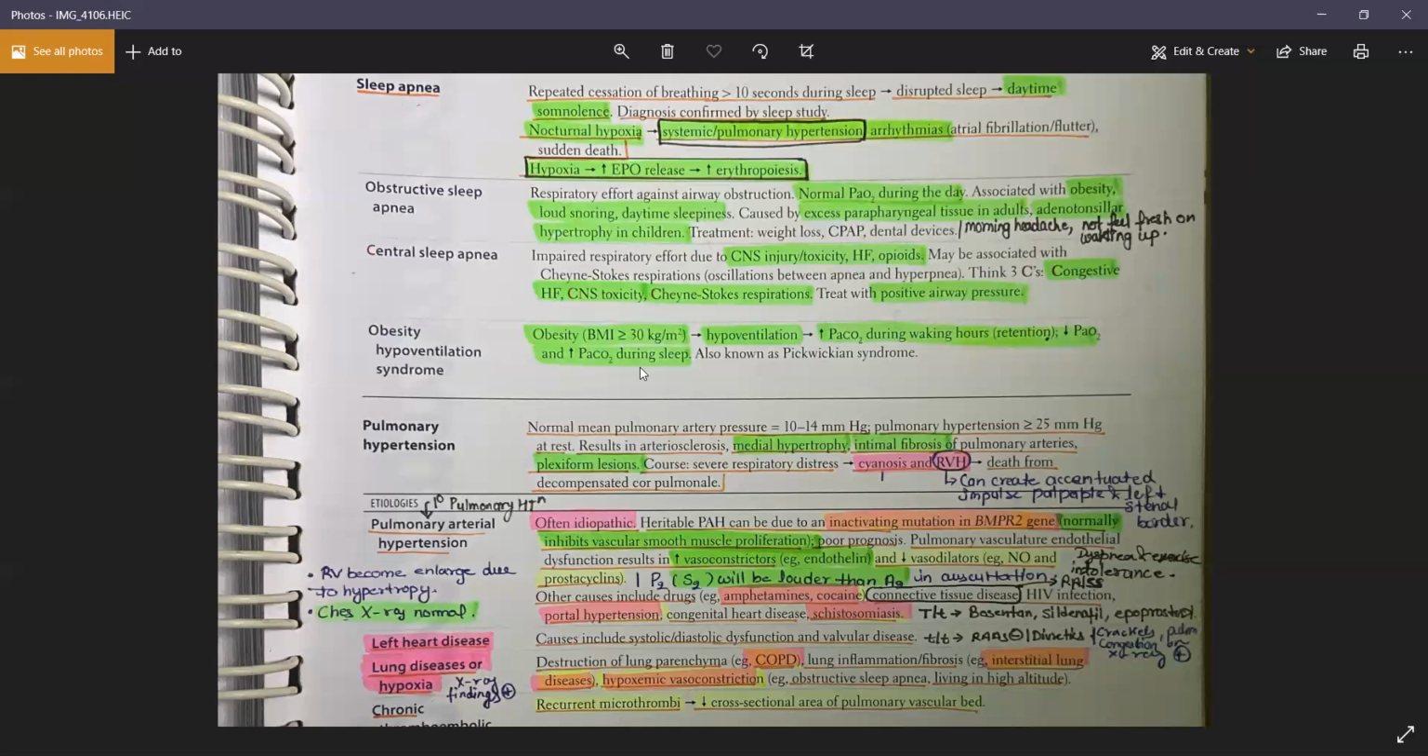And what about the A-a gradient? Normal. You will have a normal A-a gradient in obesity hypoventilation syndrome, because this condition is not affecting the lungs. It's just that your lungs cannot expand because of the presence of so much tissue, so you cannot inspire the air at all. So that was about these types of apneas. Any doubt?